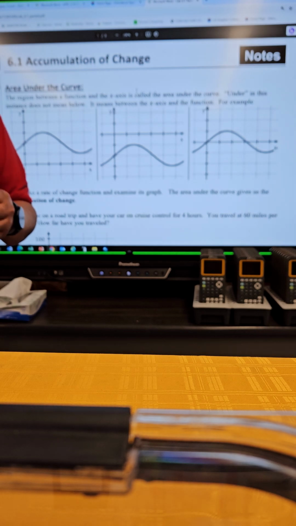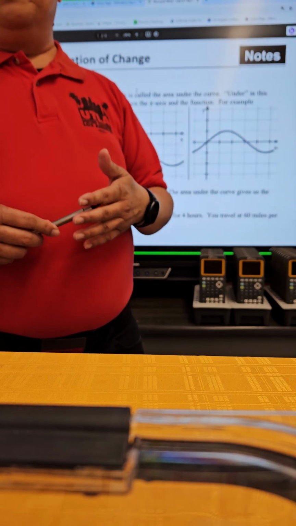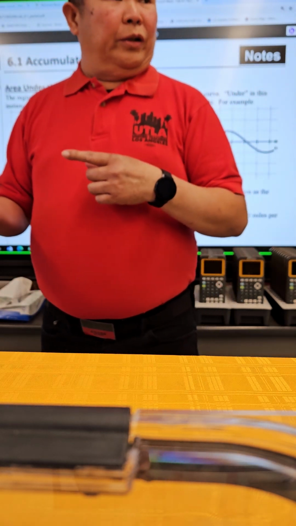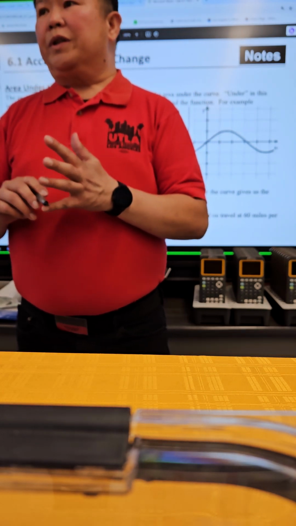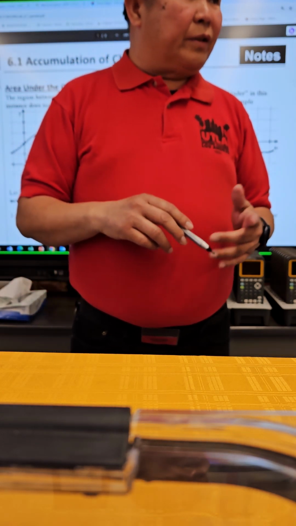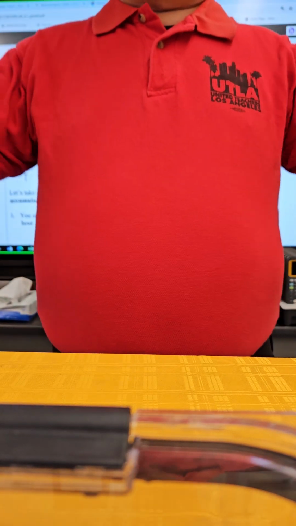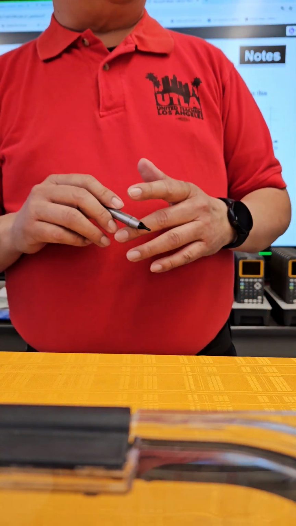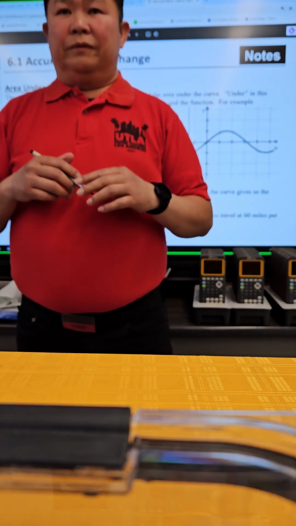So guys, welcome to our chapter 6 lesson. Chapter 6.1 is all about accumulation of change. And this is the beginning of integral calculus or antiderivative. The first 5 chapters deal with derivatives, right? Now, accumulation of change, we have to discuss area, be it under the curve or above.